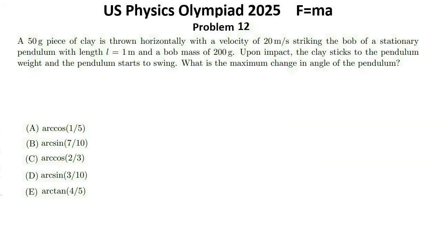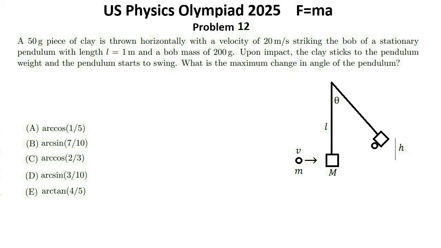Problem number 12. A 50 gram piece of clay is thrown horizontally with a velocity of 20 meters per second, striking the bob of a stationary pendulum with length L equals 1 meter and a bob mass of 200 grams. Upon impact, the clay sticks to the pendulum weight and the pendulum starts to swing. What is the maximum change in angle of the pendulum?